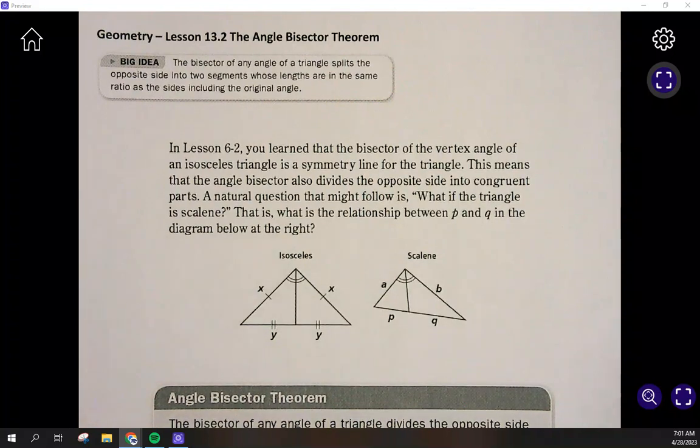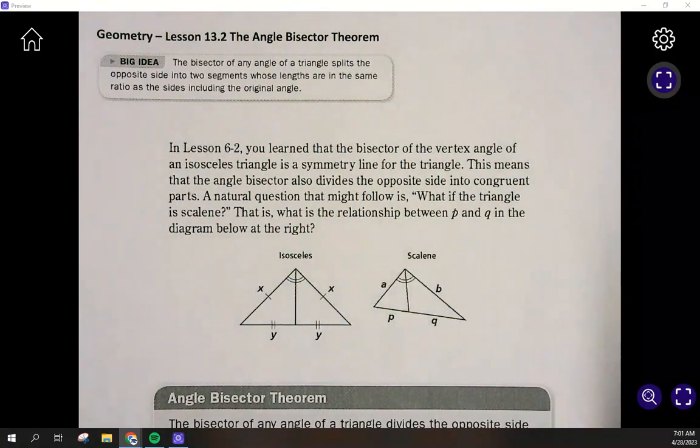This is geometry lesson 13.2. We're going to be looking at the angle bisector theorem. So the bisector of any angle of a triangle splits the opposite side into two segments whose lengths are in the same ratio as the sides, including the original angle. A lot of words there, but this actually makes a lot of sense. This one's real easy to use.